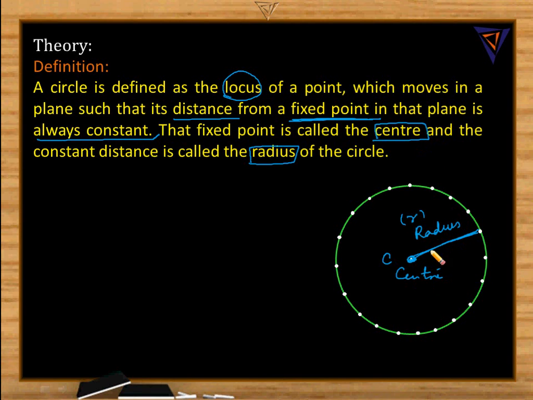This is a fixed point around which all these points are moving with the fixed distance, which you call the radius. This is what is called a circle. So a circle is the locus of all such points which move from a fixed point with a constant distance. That is what is called a circle.